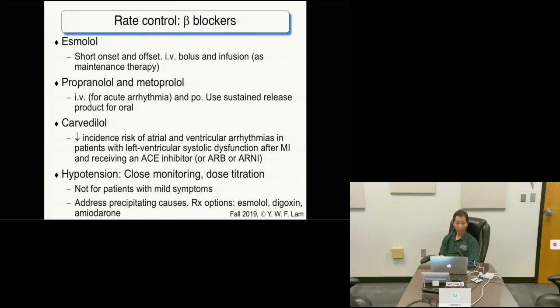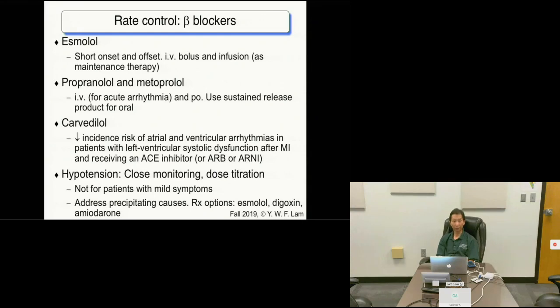So for the beta blocker, obviously, you think about what will be the side effect of beta blockade, then it will be hypotension. So again, anytime you put a patient on beta blocker, you should check the blood pressure, titrate the dose according to the blood pressure response, and again, address precipitating causes.